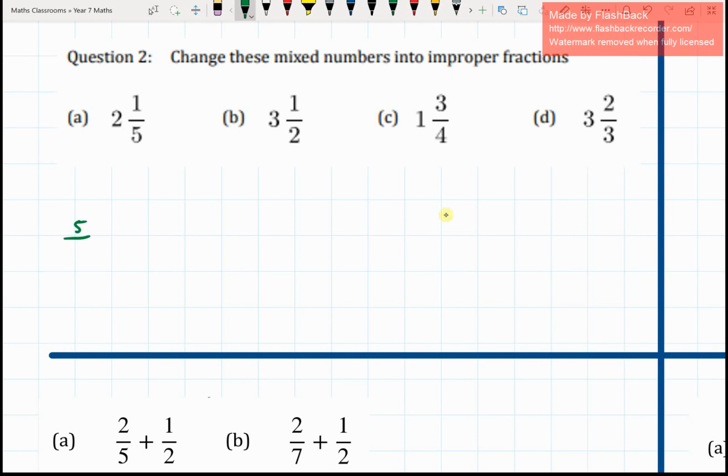It would be 5/5 plus 5/5 plus 1/5. So 5/5, that's 1 whole and 1/5. So that's our 2 1/5. So what we do is we can say 5 plus 5 plus 1. So that would give us 11/5. But the way that we do it is we say 2 times 5 plus 1. And that gives us the 11 over 5.